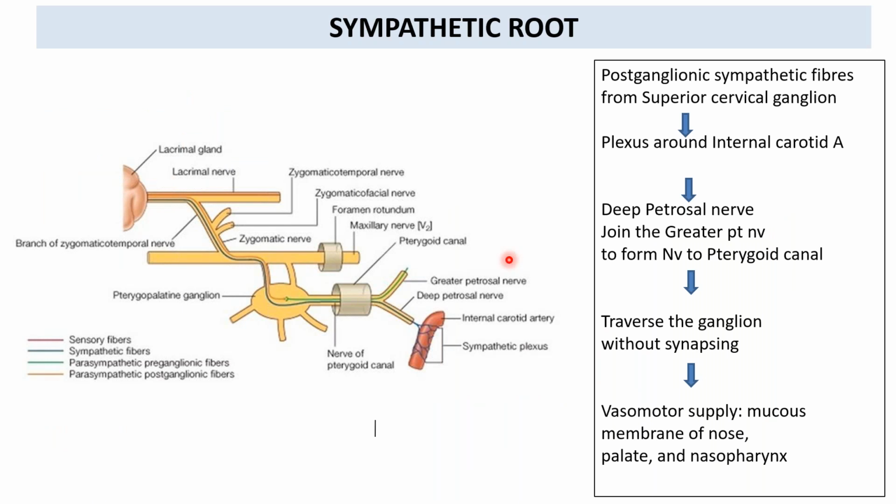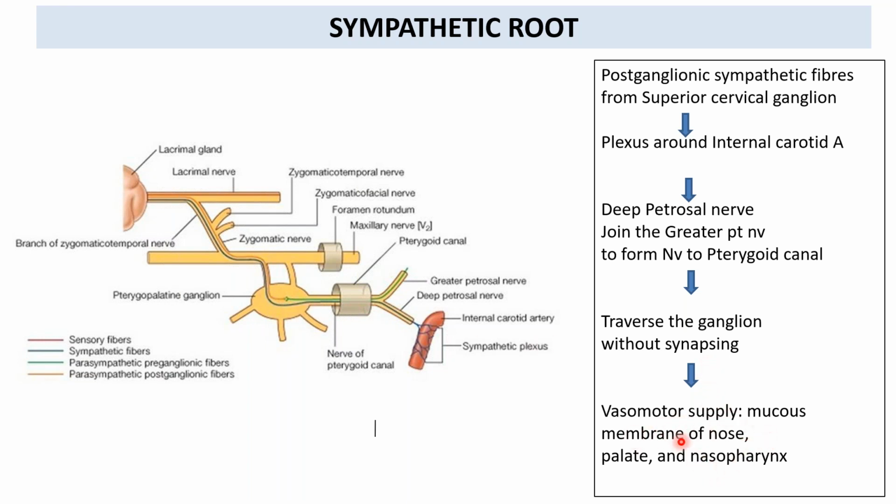So this is the sympathetic route. It will start from the superior cervical ganglion, plexus around the internal carotid artery, then join the deep petrosal nerve. The deep petrosal nerve, when it joins the greater petrosal nerve, forms the nerve to pterygoid canal. Till the pterygoid canal the pathway is similar. The only thing is it is carried through the deep petrosal. And then you can see the fibers are traversing without any synapse, the sympathetic route.